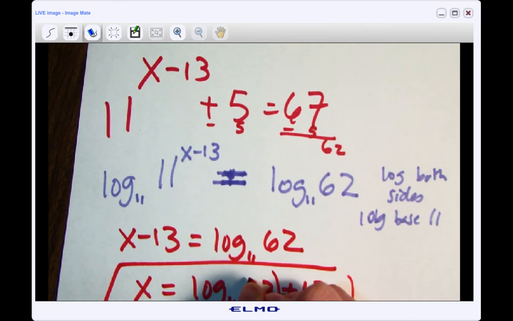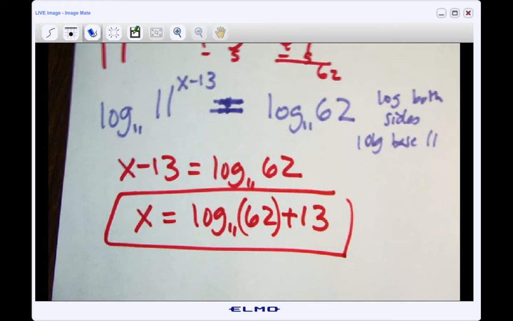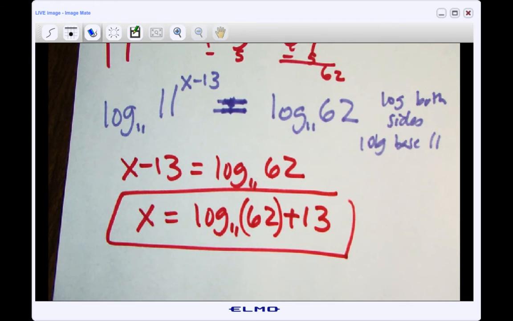I'm going to put this in parentheses just so it doesn't look too confusing, because I know sometimes people get confused if there's no parentheses. They don't know if the 13 is inside or not. If there are no parentheses, the 13 is not inside. It's the closest.